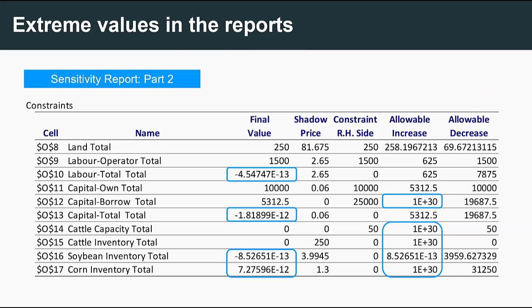And here are some more examples. These are from the sensitivity report. So really, this is 0. This is 0, 0. This is 0, and this is positive infinity. Those two are infinity, infinity, and this number is 0.